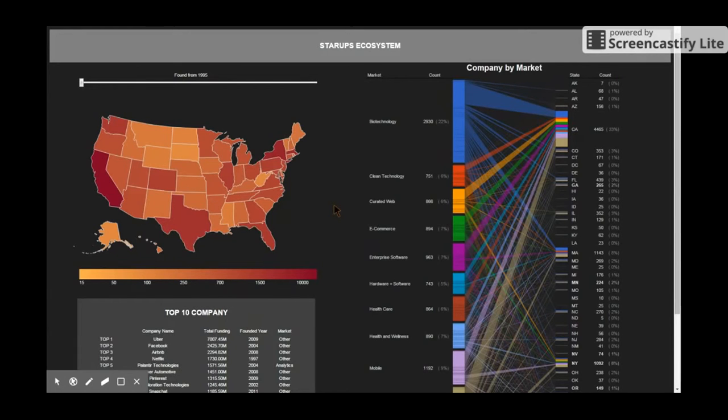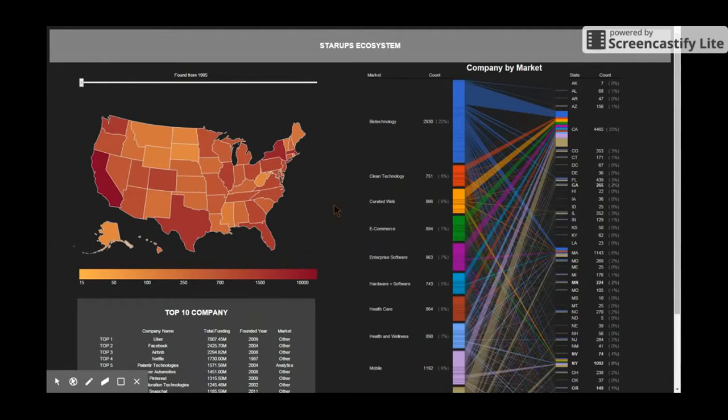Our target users are new college graduates who are interested in working in a startup company, or even those who want to start their own startup, and they can make their decision about the location and the market of the startup based on our data visualization.